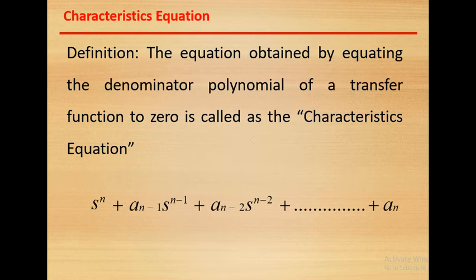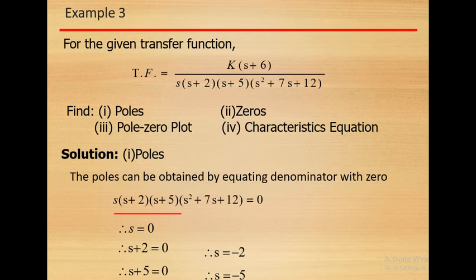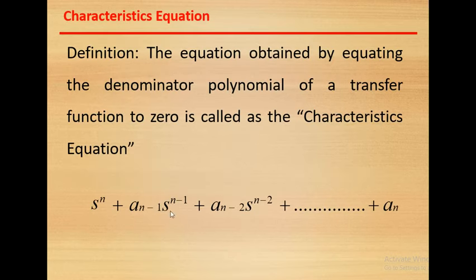In mathematical form, it will look like this: s raised to n plus a n minus 1 into s raised to n minus 1 plus a n minus 2 into s raised to n minus 2 plus dot dot dot, up to a n. I think it will be difficult for you, but if we take an example, then you will understand. Don't worry about that, it is just a mathematical representation of the characteristic equation.